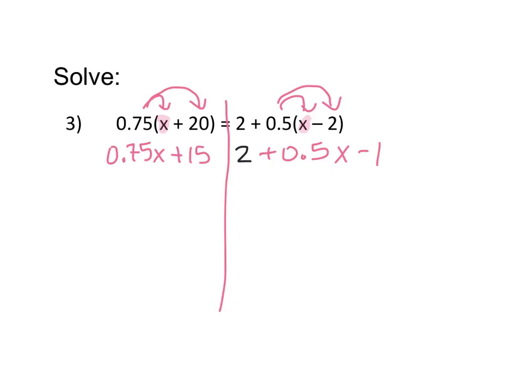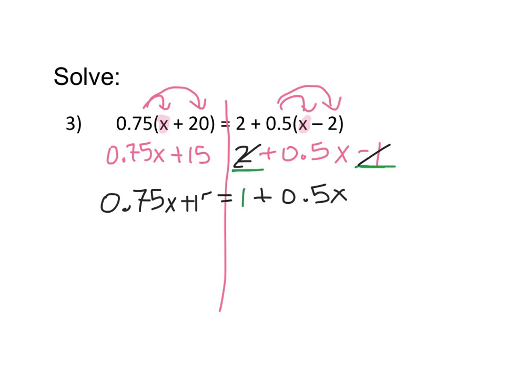Our next step is going to be to combine like terms. We look over on the left. These are not like terms because the first term has a variable where the second does not. Over on the right side, I have my 2 and my minus 1 can be combined. So 2 minus 1 is 1. Everything else is going to stay the same, so I'm just going to bring it down because those were taken care of. On the left, I haven't changed anything, so those terms are going to stay the same as well.